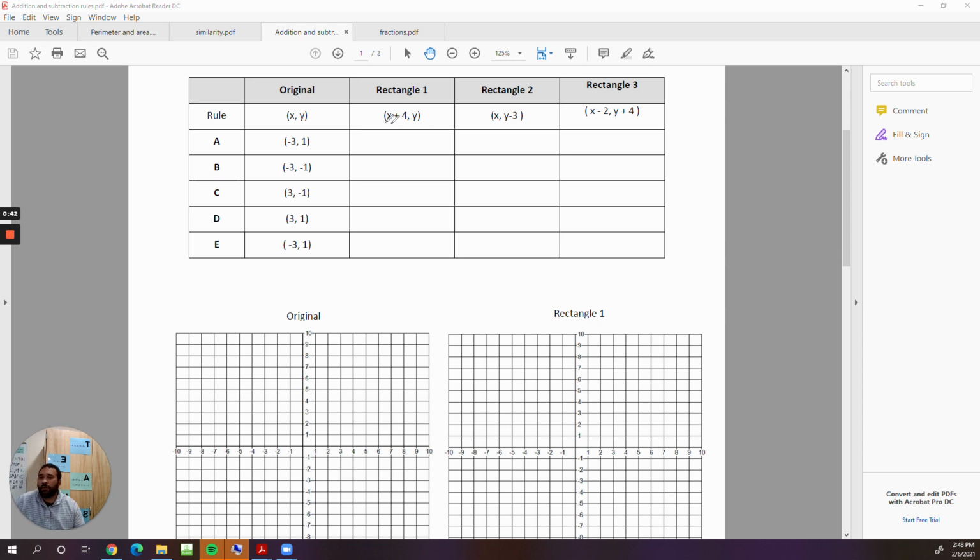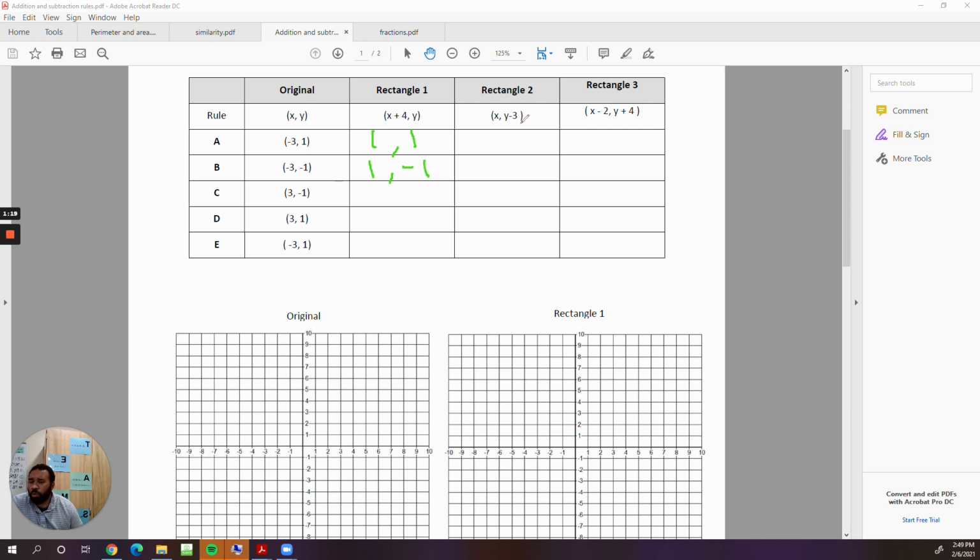For this, our first rule says x plus 4 and then comma y. So in this rule, you would add 4 to the x value and leave the y alone. So negative 3 plus 4 would be positive 1. And then we leave the y how it is. We do the same thing for our second. Negative 3 plus 4 would be positive 1. And then we leave our y alone.